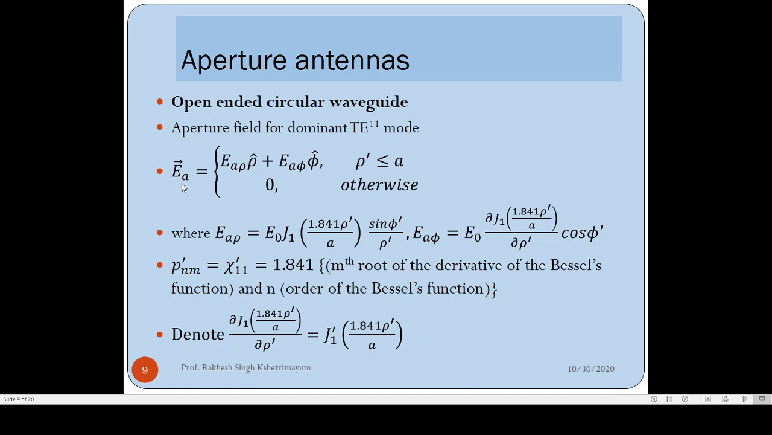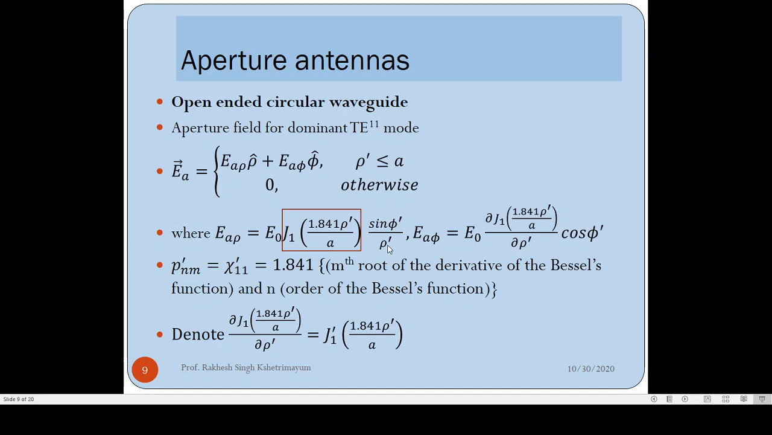So the aperture field for the dominant TE11 mode will have a rho component and a phi component, and it is non-zero for rho dash less than or equal to a. That means inside the circular cross section of the open-ended circular waveguide, the field is non-zero. Outside that, all fields are zero, just like you have done for the rectangular waveguide. So the aperture field will have a rho component and a phi component. The rho component is simply E0 J1 of 1.841 rho dash by a, sine phi dash by rho dash.